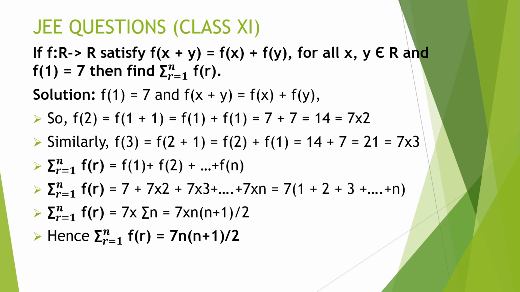So when we take the summation from r running from 1 to n, it will be 7 plus 7 into 2 plus 7 into 3 up till 7 into n. Taking 7 common, we have 7 into (1 plus 2 plus 3 up till n). We know that sigma n, or summation of n, is n into (n plus 1) by 2. Hence, sigma r running from 1 to n, f(r) is 7n(n plus 1) upon 2.